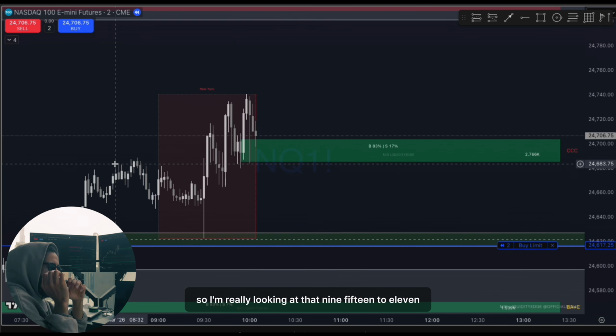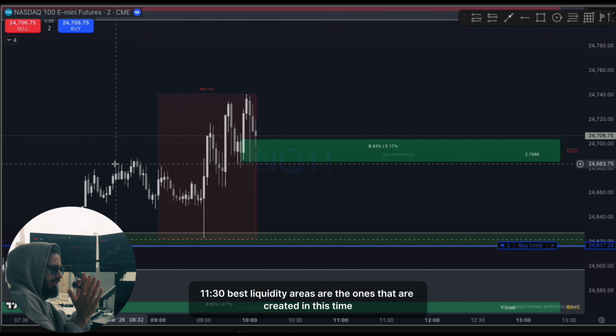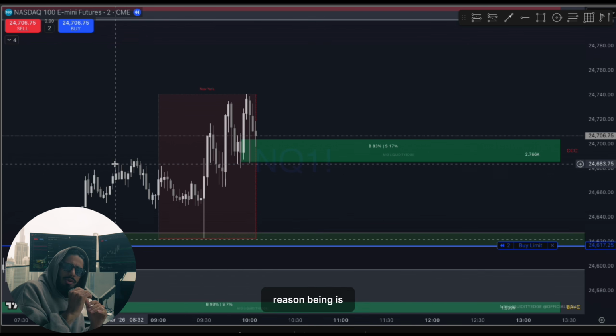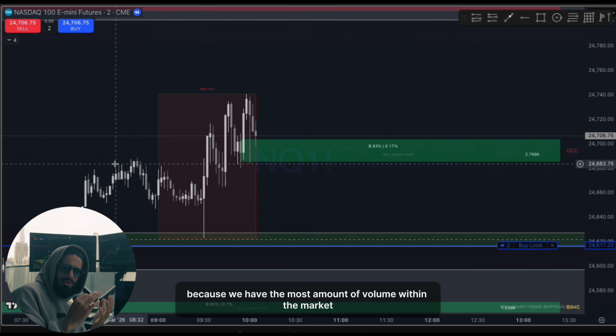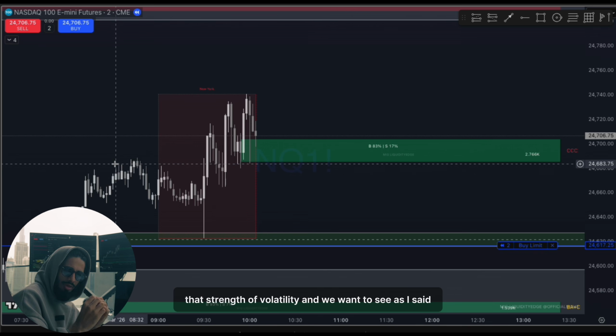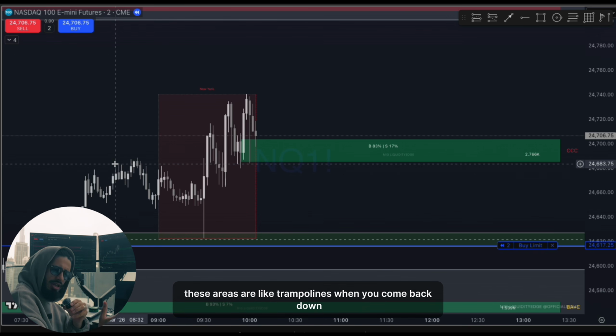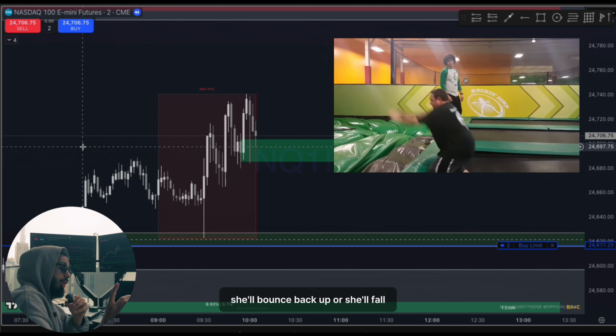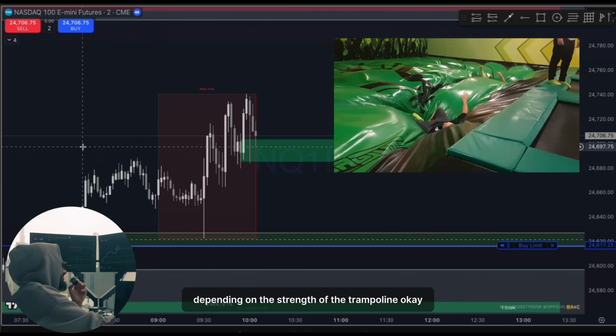So I'm really looking at that 9:15 to 11:30. Best liquidity areas are the ones that are created in this time. Reason being is because we have the most amount of volume within the market, that initial push, that strength of volatility. And we want to see, as I said, these areas are like trampolines. When you come back down, as that fat bitch is bouncing, she'll bounce back up, or she'll fall, depending on the strength of the trampoline.